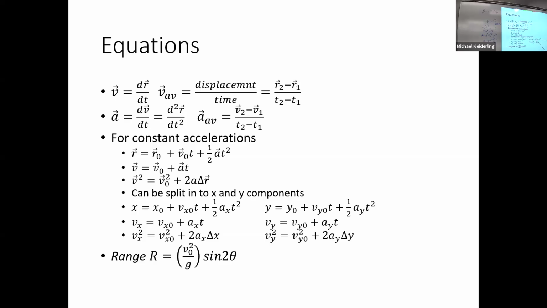y equals y naught plus vy naught t plus 1/2 ay t squared. vy equals vy naught plus ay t. vy squared equals vy naught squared plus 2ay delta y. And the range equation for flat ground is that range will be the initial velocity that it's fired at squared over g times sine of twice the angle that it was fired at.